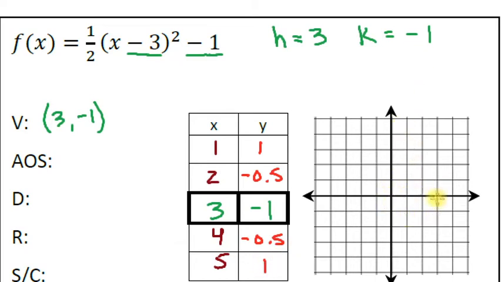Our vertex is 3, negative 1. 2, negative 0.5. 1, 1. 4, negative 0.5. And 5, 1. Again, look at that shape, class. It looks like a parabola to me.